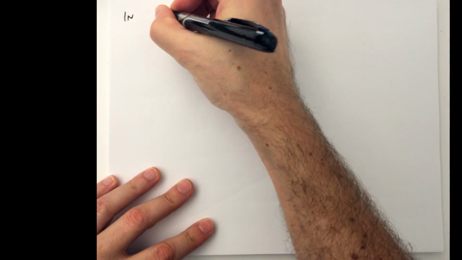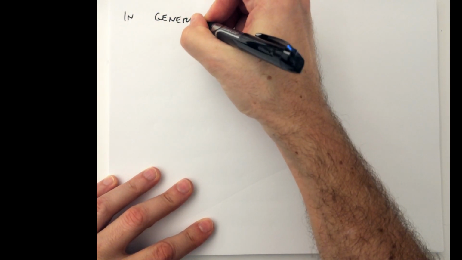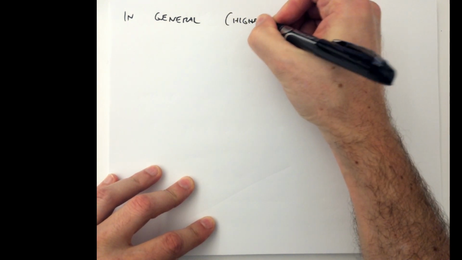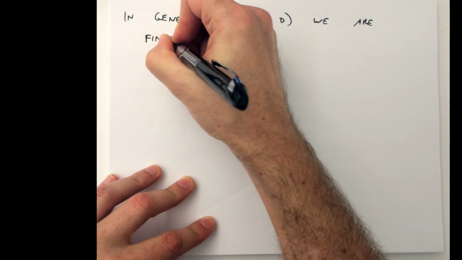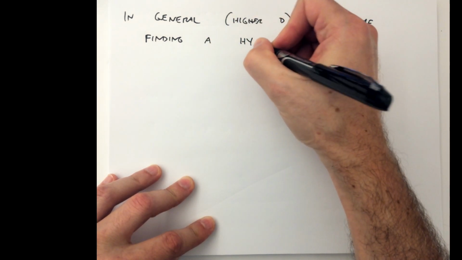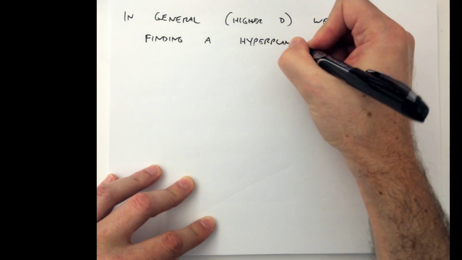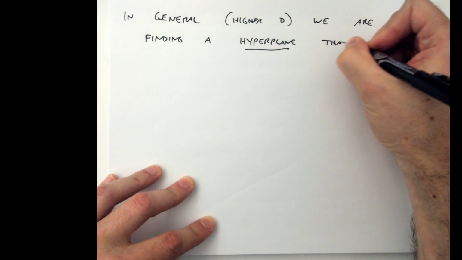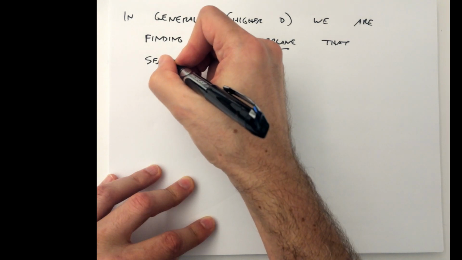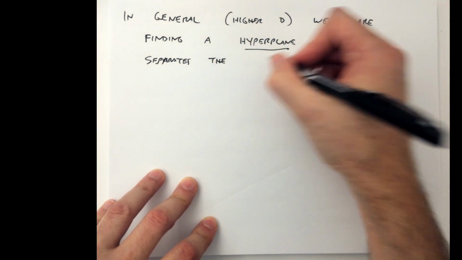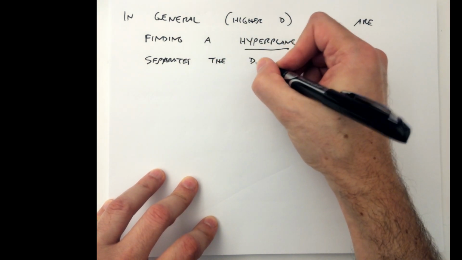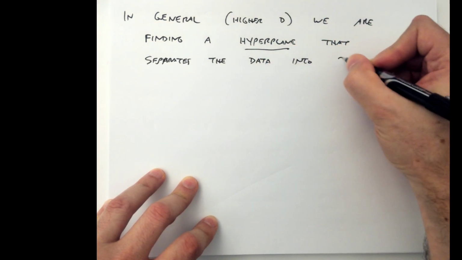So let me just say that in general, in higher dimensions, we are finding a hyperplane that separates the data into two pieces.